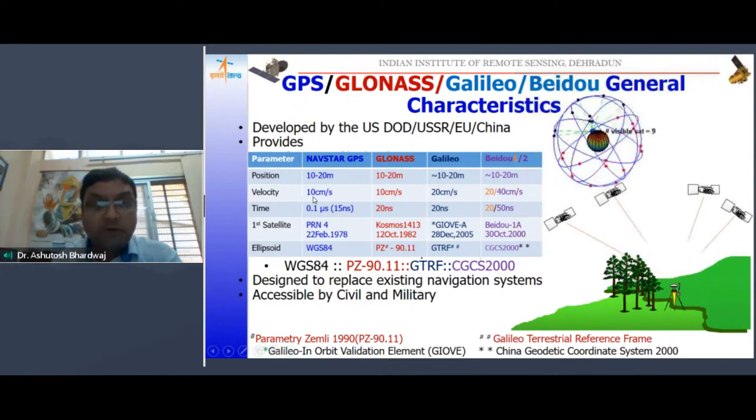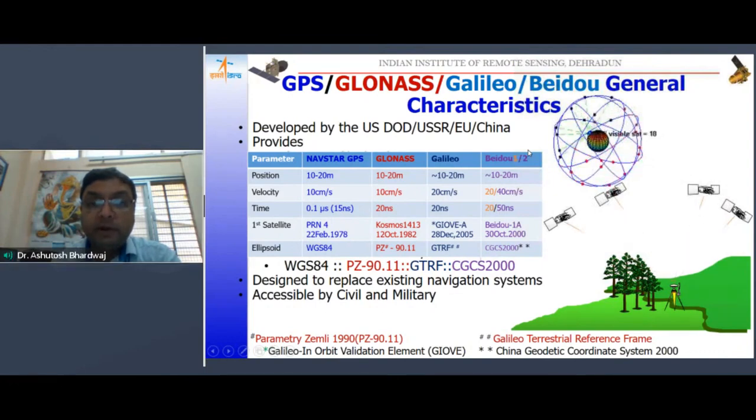Velocity accuracy is of the order of 10 centimeter per second for NAVSTAR GPS and 20 centimeter per second for BeiDou and Galileo. Similarly, timing accuracy is 15 nanosecond for NAVSTAR GPS, 20 nanosecond for GLONASS, Galileo and BeiDou. BeiDou was initially developed as a regional navigation system, called BeiDou-1, and then the global system was also developed.